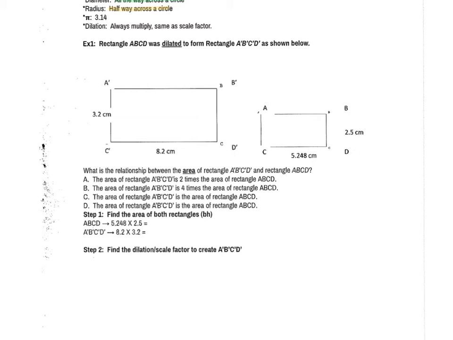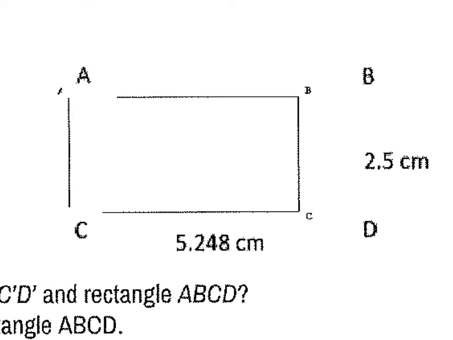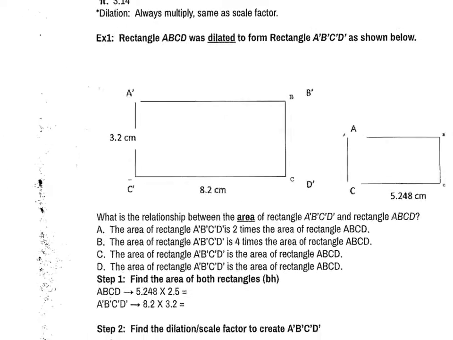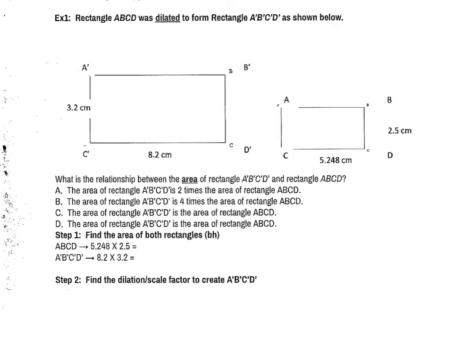So example 1, it says rectangle ABCD was dilated to form rectangle A prime B prime C prime D prime, as shown below. So here's the original one because it doesn't have the little prime marks. Here's the new one. This question isn't asking about it, but I do want to point out that this is an enlargement, and just to be on the safe side, I'm going to go ahead and mark this as the new one, and I'm going to mark this one as the old one, or original.